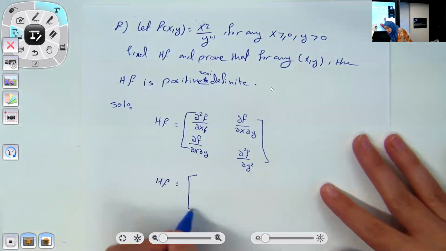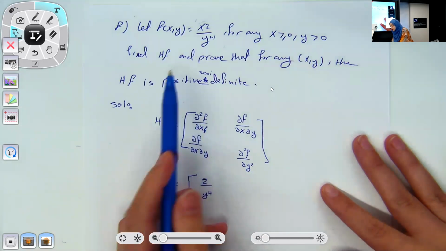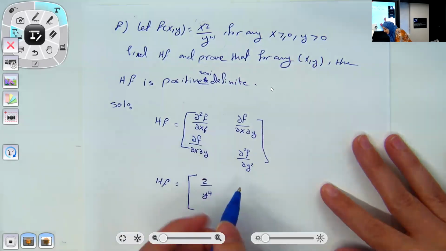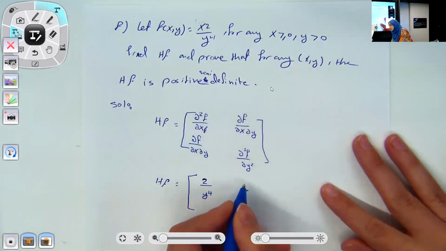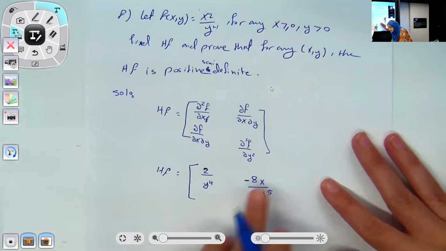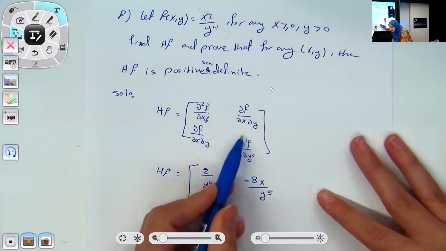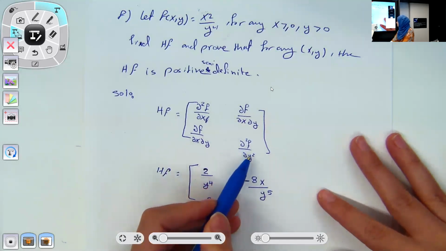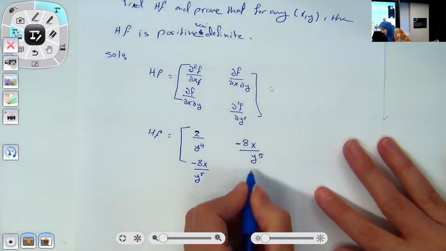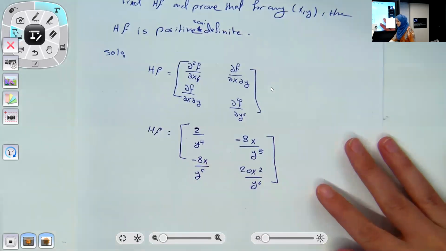You will get here 2 over y to power 4. This is the second derivative of this function with respect to x. Here, if you find the derivative first with respect to x, then with respect to y, it is equal to minus 8x divided by y to power 5. And here, the same thing, you will also get minus 8x divided by y to power 5. And the last thing, you need to find the second derivative with respect to y, and you will get that this is equal to 20x squared divided by y to power 6. So this is the Hessian matrix.